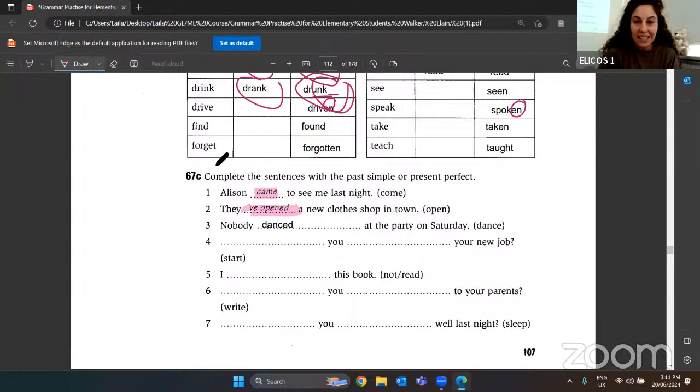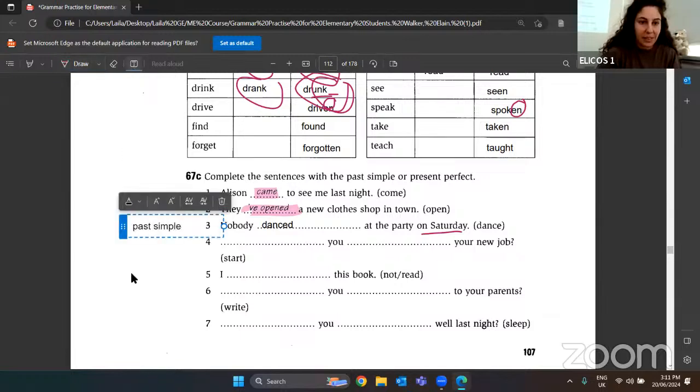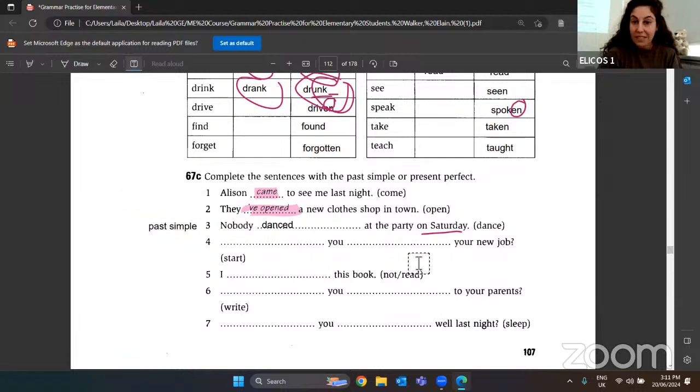Good. So when you can see that there's a time, then it is the past simple. So make sure it's past simple here, because it says the time, on Saturday. So I didn't continue reading, but yes.